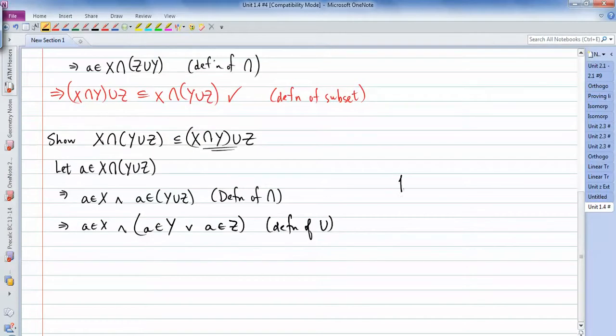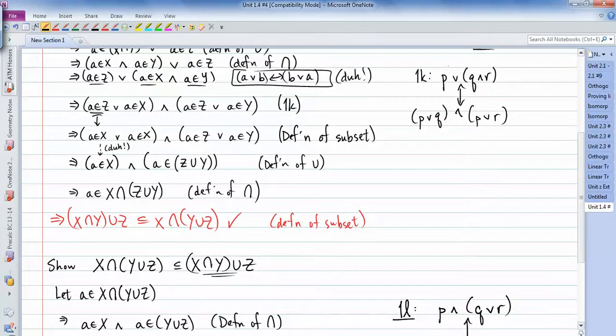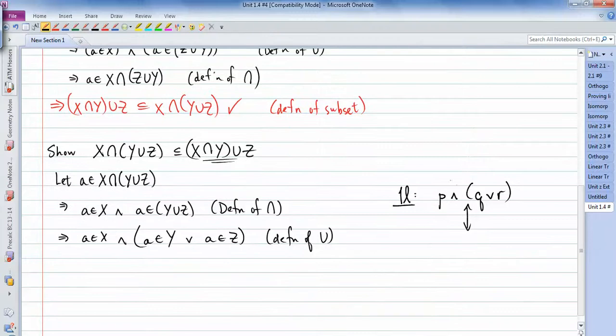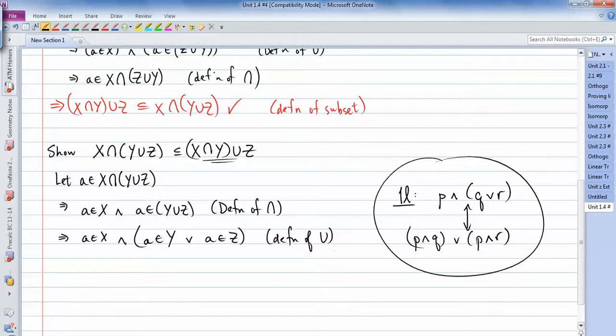There's one that's 1L. And this is a different type of distribution. This one says if I have P and Q or R, then instead of distributing an OR like we did up here, the OR goes to both the Q and the R. This one, the AND goes to the Q and the R with an OR in between. So this would be P and Q, or P, whoops, and R. And let me make sure that's 1L. Yeah, that's how 1L is phrased with those letters.